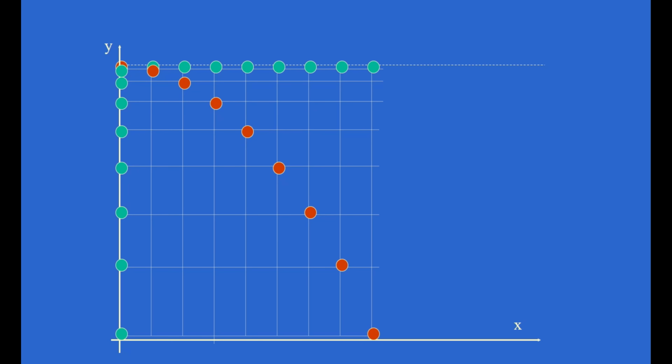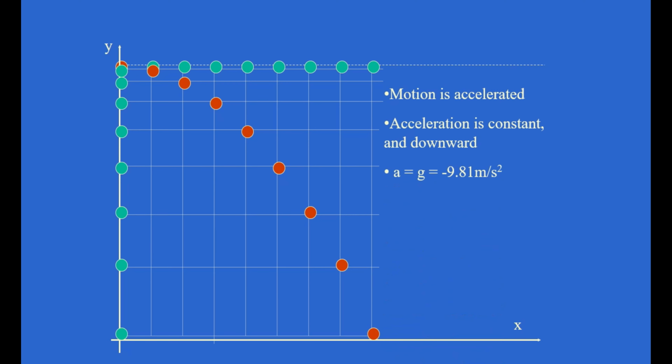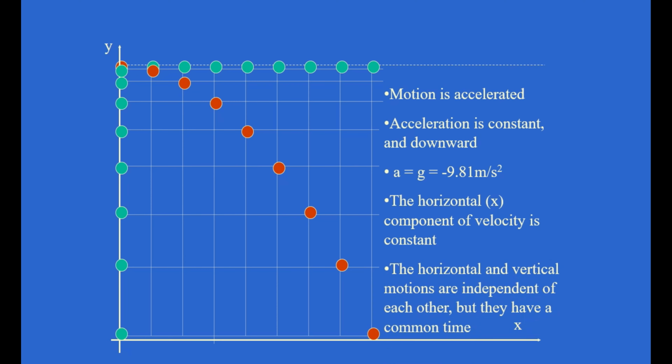In this experiment, you will apply these relations to study projectiles with the zero launch angle and with general launch angles. Motion is accelerated, and the acceleration is constant and downward: a equals g equals minus 9.81 meters per second squared. The horizontal x component of velocity is constant. The horizontal and vertical motion are independent of each other, but they have a common time.